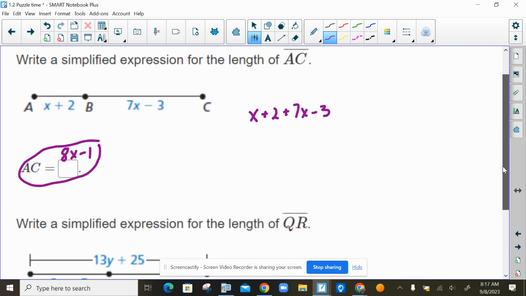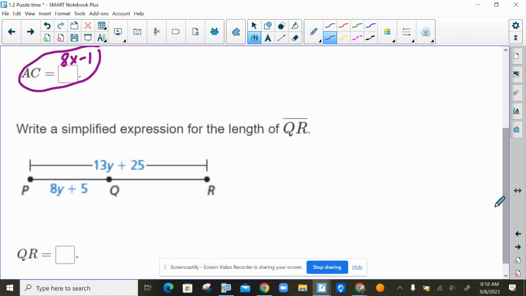Now, this other problem down here, this time they tell us the entire segment, okay? So then we have to subtract. Again, everybody could do this with numbers, but now we have to make sure we understand the algebra behind this. So PQ is 13y plus 25. And now here's the key. We're going to subtract this whole quantity. So if you're going to show this on paper, this needs to be in parentheses.